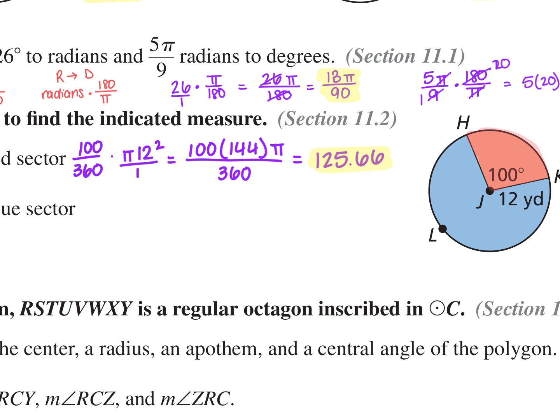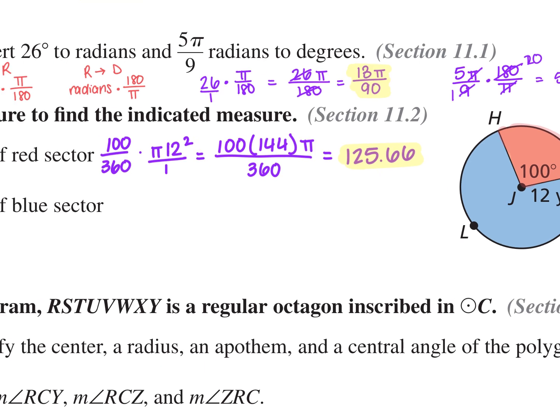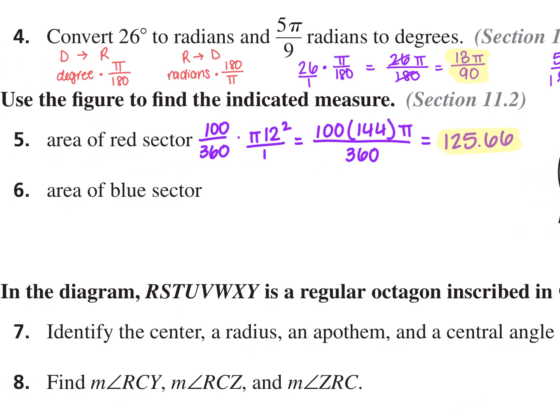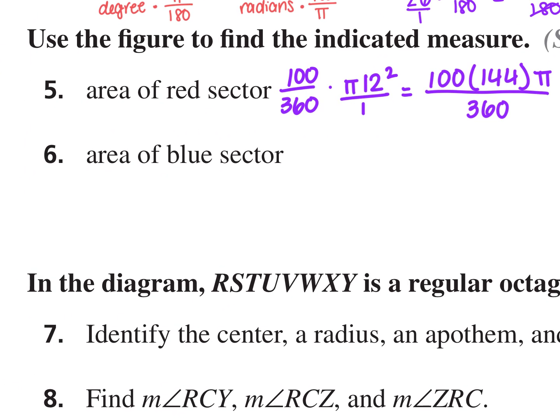Looking at the next one, I have to solve for my blue area. Okay, I have to find my blue sector. So in order for me to find the measure of the arc, I'm going to go ahead and subtract what I used. 100 minus 360, or let me write it the correct way.